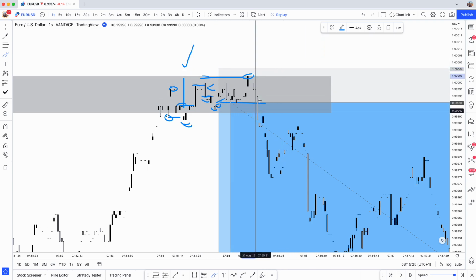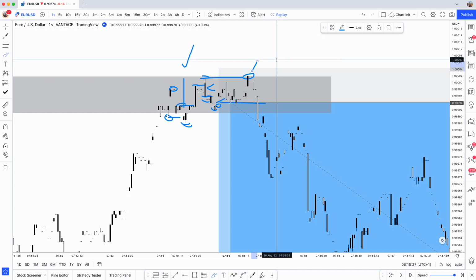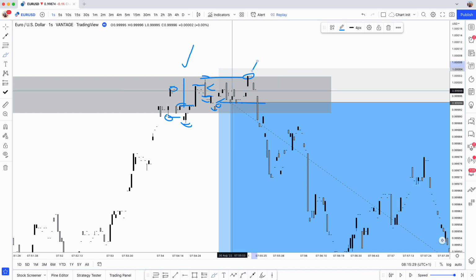Even if it took me out, there's nothing different I would have done. I would have kept it at 1 pip anyway, and it would have been the spread issue, and that would have been a valid loss, a valid loss which is out of my control. But anyway, it didn't. It stayed in, and then we continued.